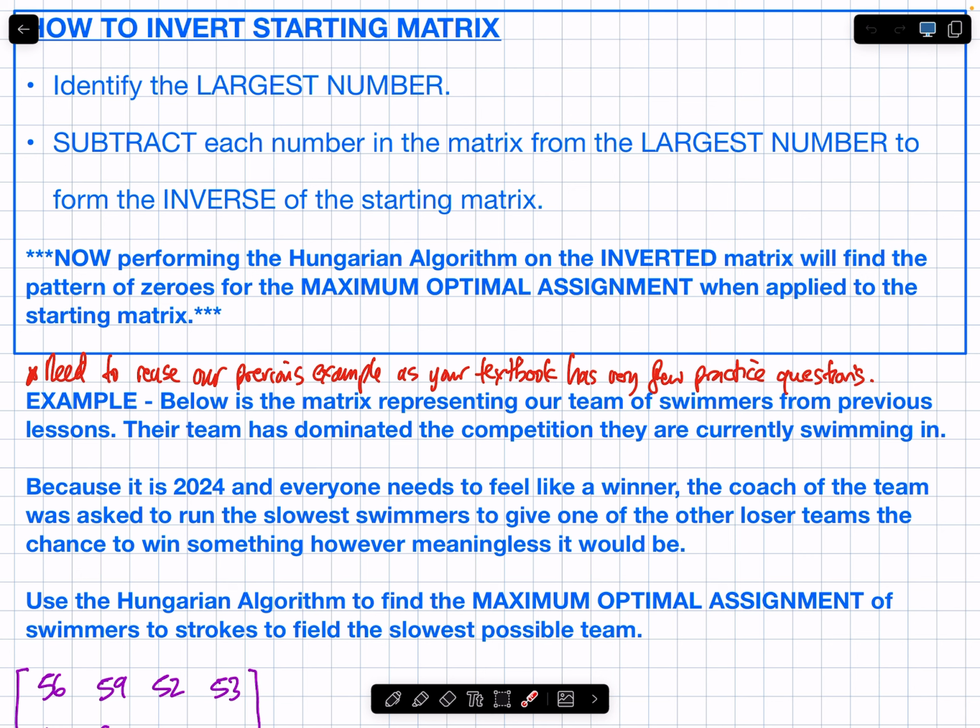And because it's 2024 and everyone needs to feel like a winner, the coach of the team was asked to run the slowest swimmers. That's my reasoning for us to get the slowest team. To give one of the other loser teams the chance to win something, however meaningless it would be.